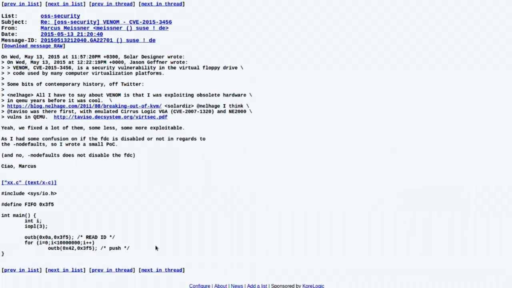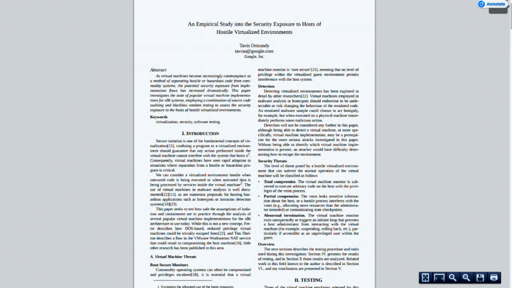Yeah. And so I have links to both of those as well. These are CVEs from like 2007 and 2011 about breaking out of QEMU and KVM. So the 2011 one is from DEF CON and Black Hat of 2011, and that's for breaking out of KVM. And the other one is a paper from a Google researcher in 2007 studying the security exposure of the hosts when you're running virtualization.